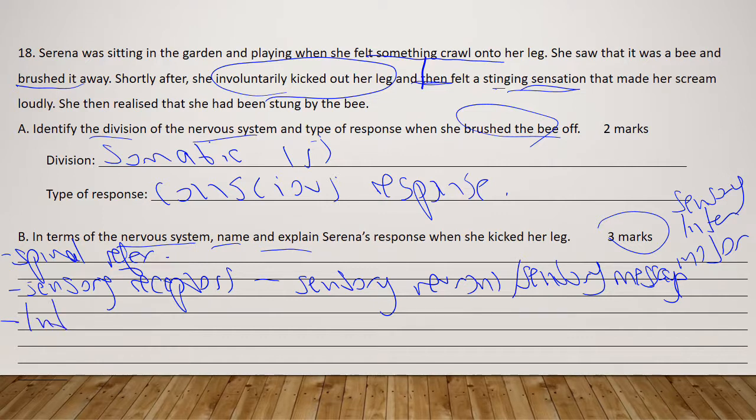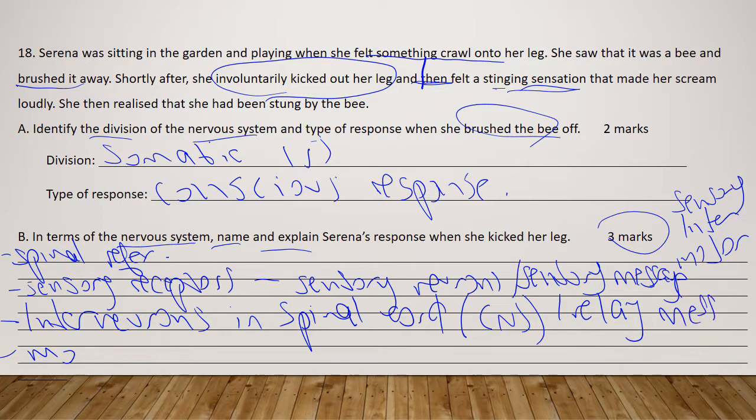So the interneurons in the spinal cord will relay the message to the motor neurons. The motor neurons will send a motor message to the muscles in Serena's leg, and then she would involuntarily kick her leg out, okay?